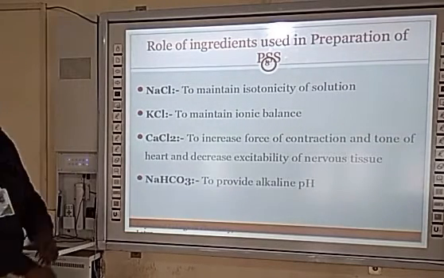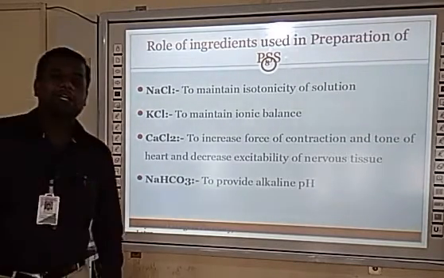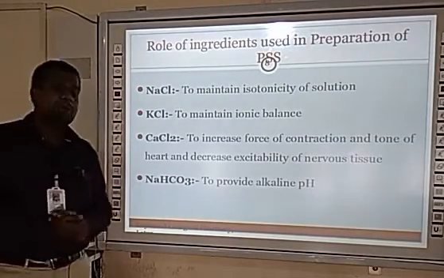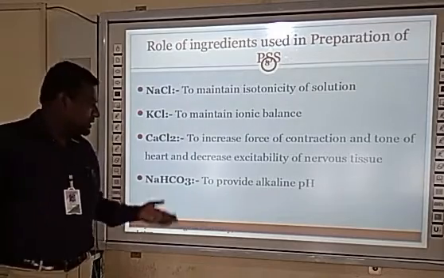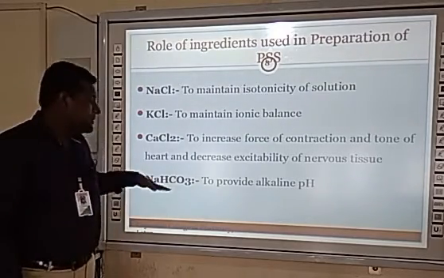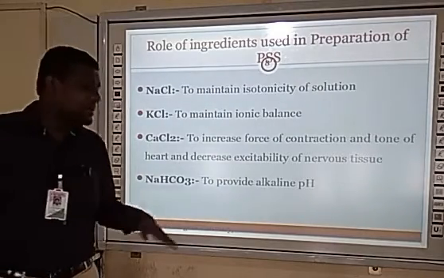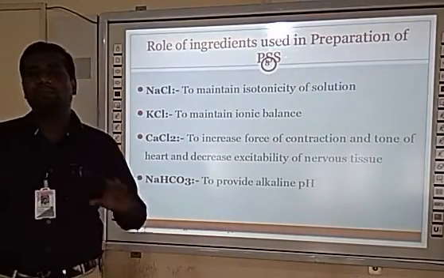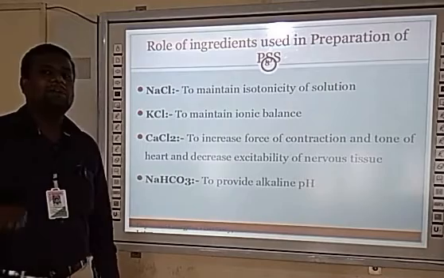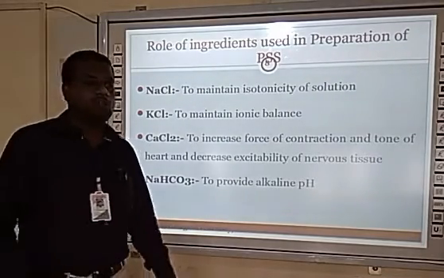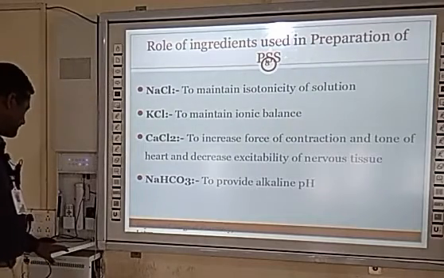Next one is the role of sodium bicarbonate. So sodium bicarbonate is useful to provide an alkaline pH, meaning it maintains a pH equal to our body fluid pH, meaning we have to maintain the pH of PSS at 7.4. Okay, that's why sodium bicarbonate is useful to provide alkaline pH.